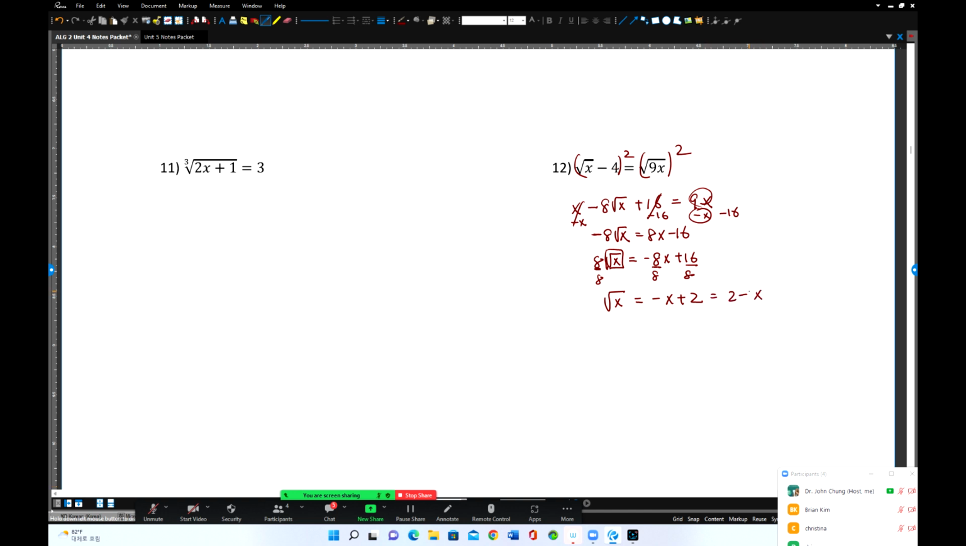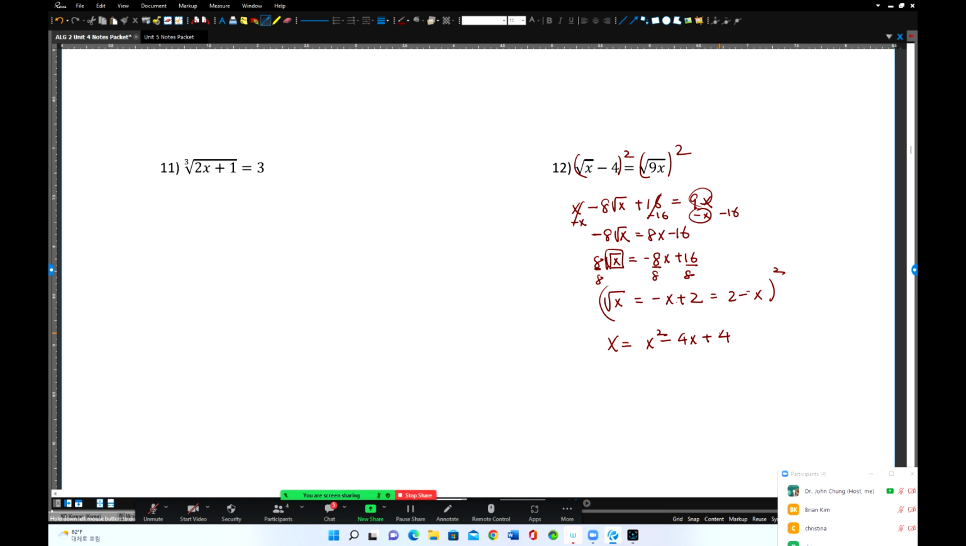Now we square it again. This is already isolated. Square again. Radical x squared is x. Square this one, it doesn't matter. Negative x squared is a positive x squared. 2 times negative x is negative 4x, and 2 squared is 4, right?